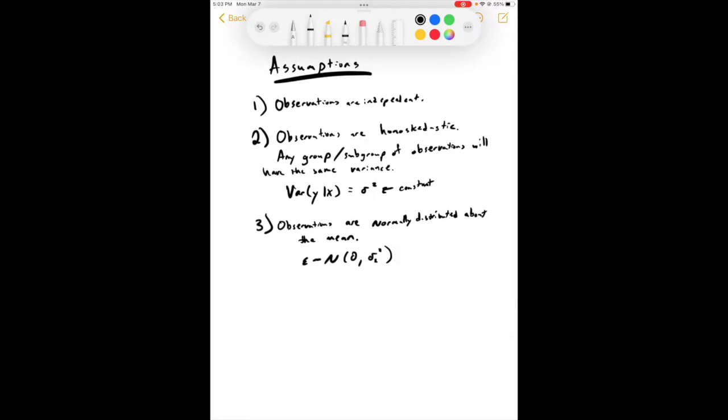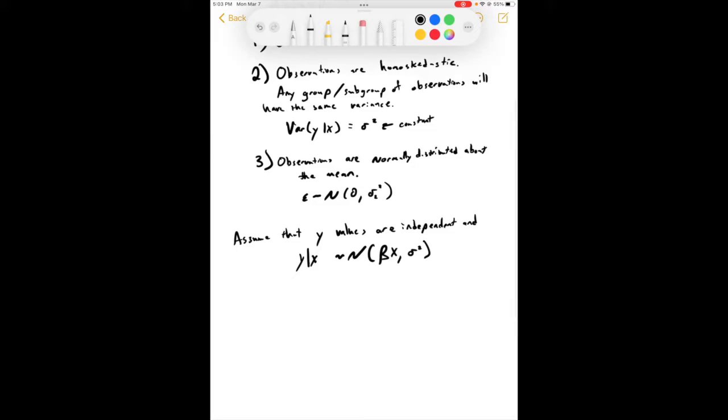If we put all of this together, we are assuming that y values are independent, and that y given x is normally distributed with mean beta x and variance sigma squared. So we are making a very strong assumption about what distribution our data actually follows.